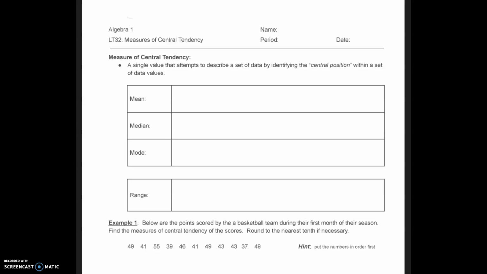These measures are a single value that tries to describe a data set by giving you some kind of central idea about them. I'm thinking you might have heard of these before, but in case you haven't, the mean is the average. And our average, how do we get that? We add up all the values, and then we divide by the number of values that you have.